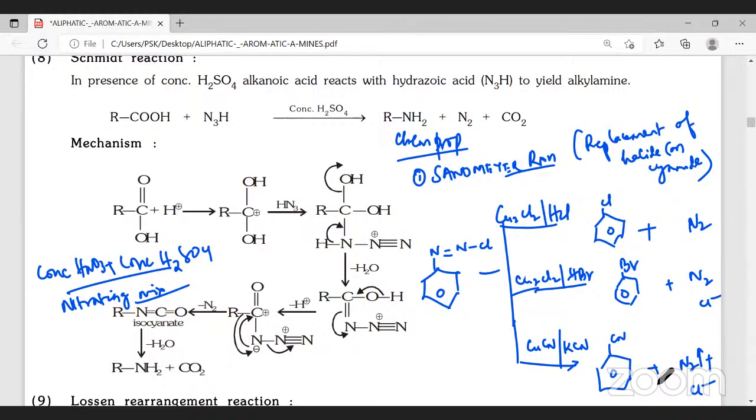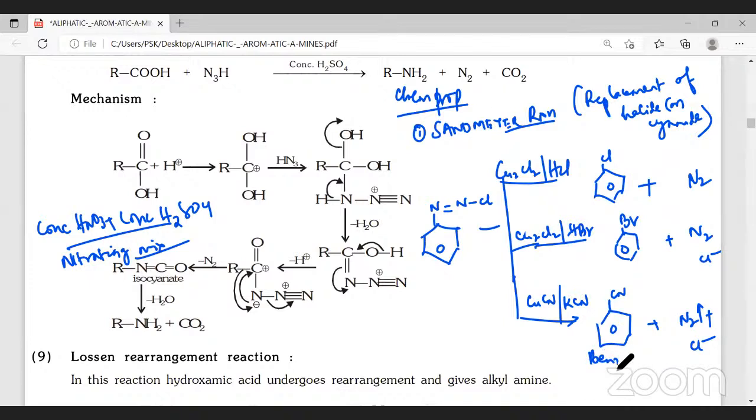So when benzene diazonium chloride is treated with HCl, HBr, or KCN in the presence of cuprous chloride, the corresponding substituted products are formed. Cuprous chloride with HCl, you get chlorobenzene. Cuprous chloride with HBr, you get bromobenzene. If you take copper cyanide and potassium cyanide, you get cyanobenzene. Cyanobenzene is also called benzonitrile, so cyanides are also called nitriles. Therefore, this will be called benzonitrile.